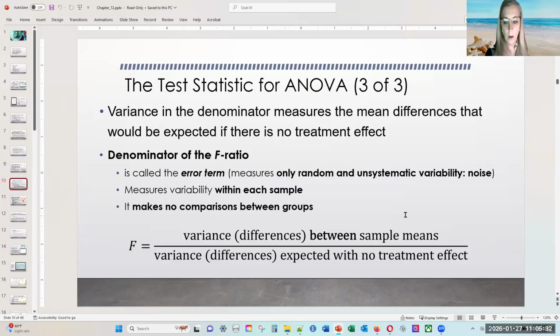All right, so in the ANOVA test, variance in the denominator measures the mean differences that would be expected if there's no treatment effect. It's called the error term, and it measures only the random and unsystematic variability, or the noise, that's within each sample. So now we're looking at variance within each sample and not the variance that exists between each sample. Hopefully that makes sense. And this is what we are dividing.